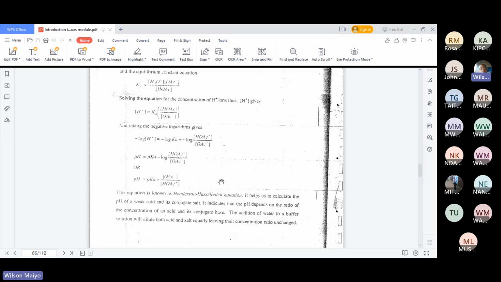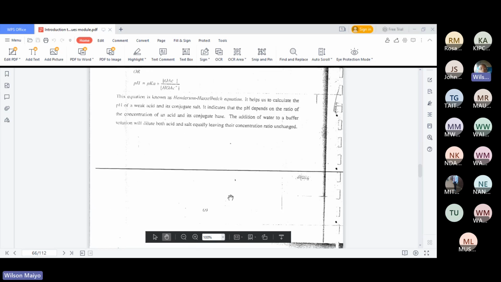So there is a typo in that final formula there. It should be pH is equal to pKa plus log of acetate ion concentration divided by acetic acid concentration. This equation helps us to calculate the pH of a weak acid and its conjugate salt. It indicates that the pH depends on the ratio of the acid and its conjugate base.